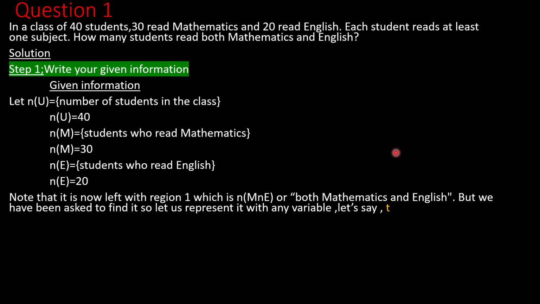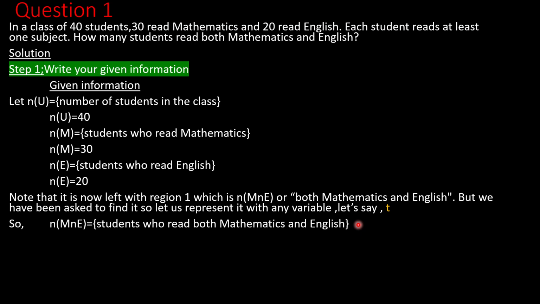So we were asked to solve for both maths and English. You represent it with any variable you like. So let's say we represent it with the letter T. So number of M intersection E equals the students who read both maths and English. So we are about to solve it. Number of M intersection E equals T. So we've represented it with the variable T.